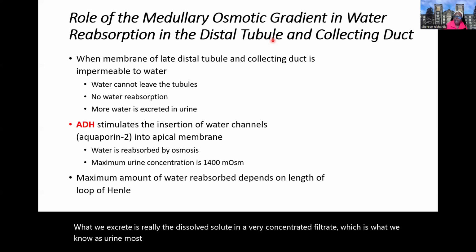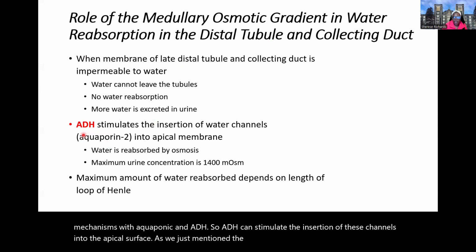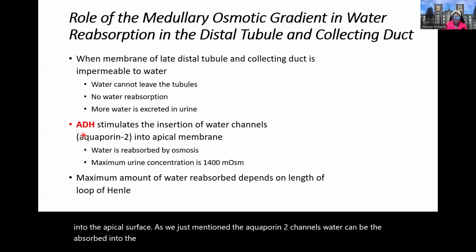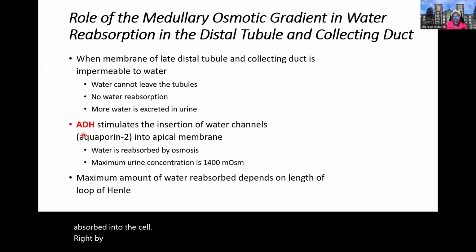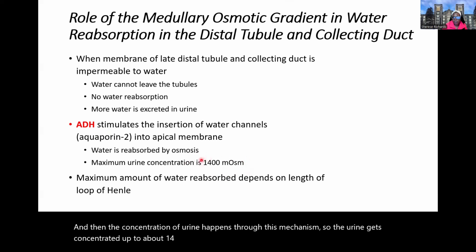Most of that water gets reabsorbed and reclaimed through these two mechanisms with aquaporin and ADH. So ADH can stimulate the insertion of these channels into the apical surface, as we just mentioned, the aquaporin 2 channels. Water can be reabsorbed into the cell, right, by osmosis, according to the gradient that already exists. And then the concentration of urine happens through this mechanism. So the urine gets concentrated up to about 1,400 milliosmoles.